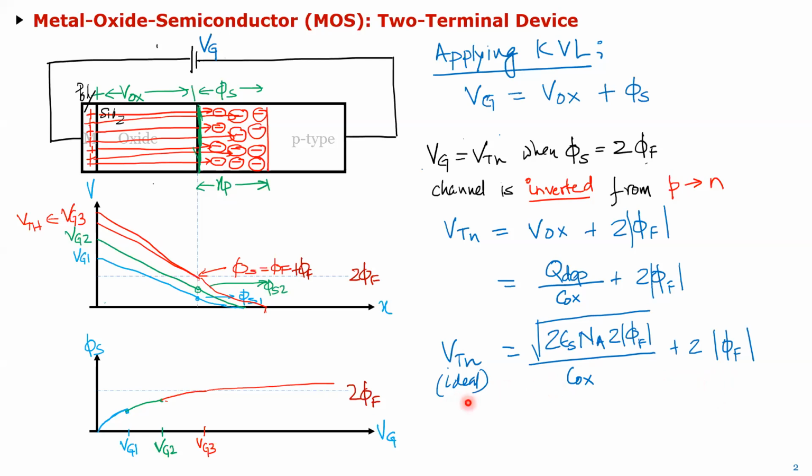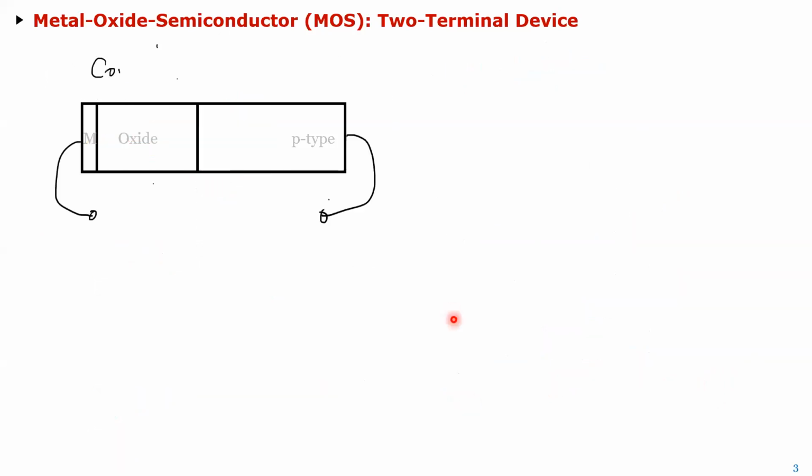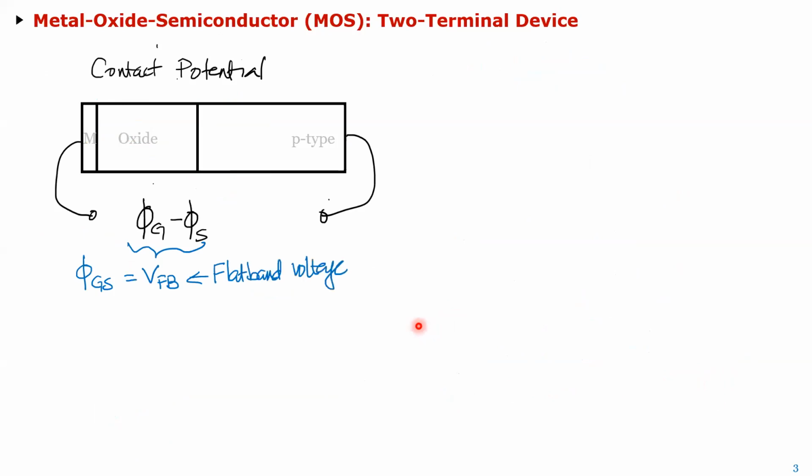And now I say ideal because I need what's called the contact potential. Because if you remember, we did this discussion that before you put any voltage at all, if you just did this sandwich, there is a potential formed between these two contacts, which is the work function of this gate material minus the work function of the semiconductor material. And this is what's called a flat band voltage.